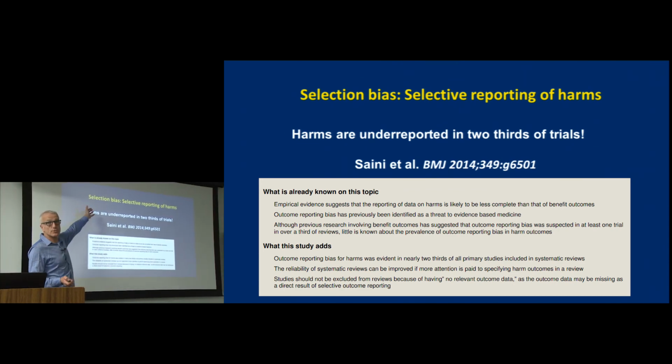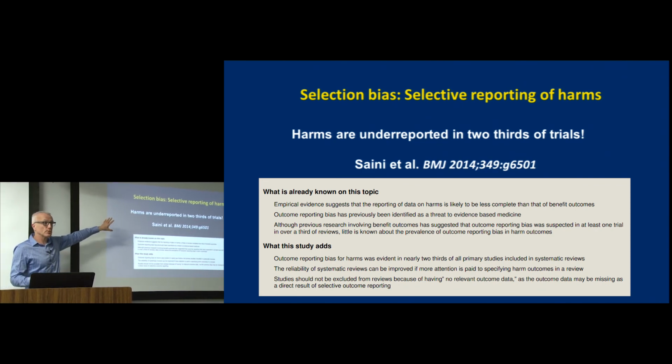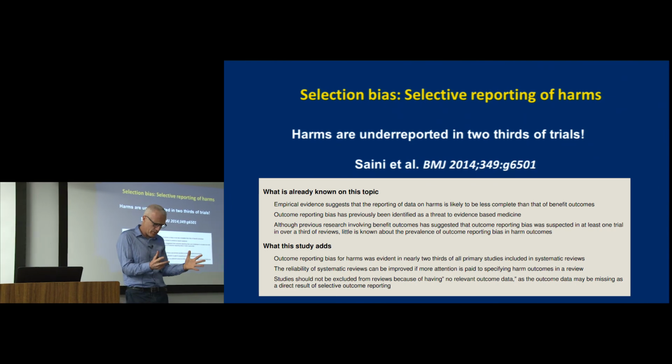And there have been other studies that show harms are greatly unreported. So if you get a harm, two thirds of trials won't report it. So that's really important. The selection bias about harms seems to be really severe. So that's selection bias. Selection bias is a really big problem.